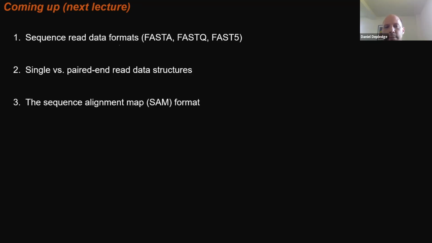So that just about brings us up to the end of our time together. I'll be speaking to you again on Thursday when we're going to go over sequence read data formats, principally FASTA, FASTQ, and FAST5 type data formats. I'm going to talk to you a bit about single and paired end read data structures and what this means. And then I'm going to be introducing something called the sequence alignment format.